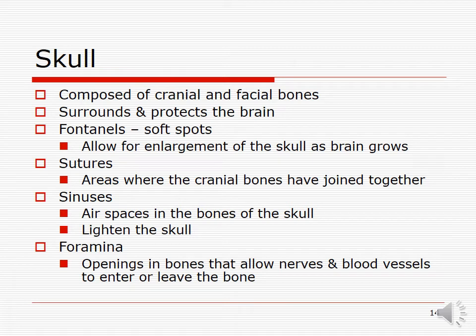The foramina, those are the areas that allow nerves and vessels to enter and leave the bone. They're those little tiny holes that are going to house those.